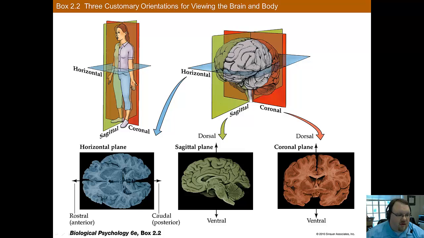So here's just another, hopefully, helpful image to help you figure out which is which. So here you have how things are split. So again, you have your sagittal, coronal, horizontal plane. Same with the brain. And then dorsal and ventral. And this is where, again, this is going to get confusing. So let's talk about this again.